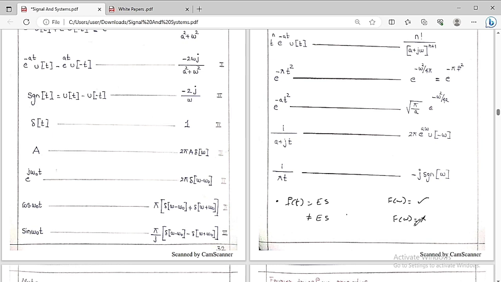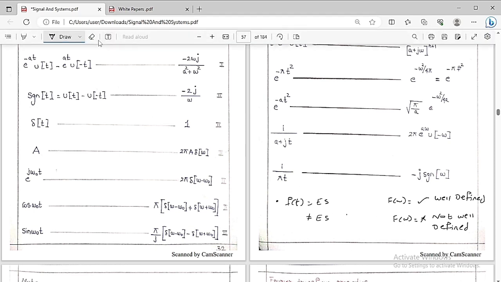We can say this is well defined, meaning at each and every value of omega, it is perfectly defined. Not well defined means at certain values of omega, it is not defined. So finally, I can say, if you are taking an energy signal, then the Fourier transform is defined at each and every value of omega. If the signal is not an energy signal, then the Fourier transform is not defined at certain values of omega.